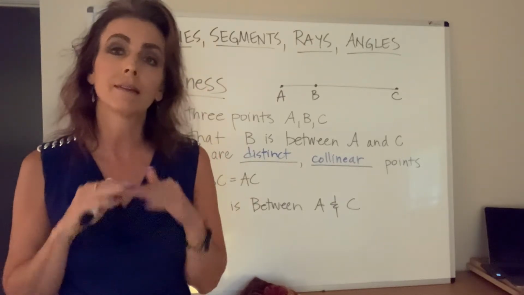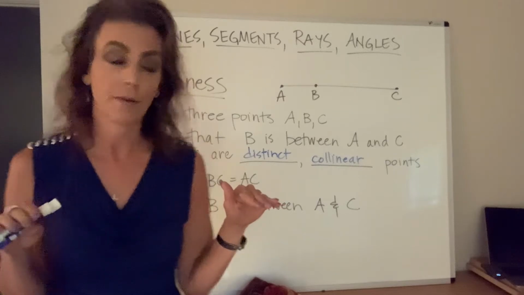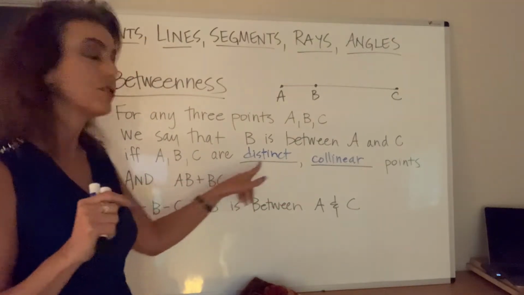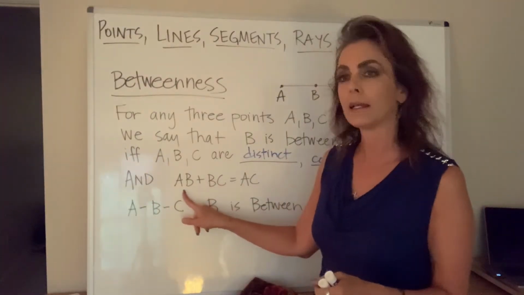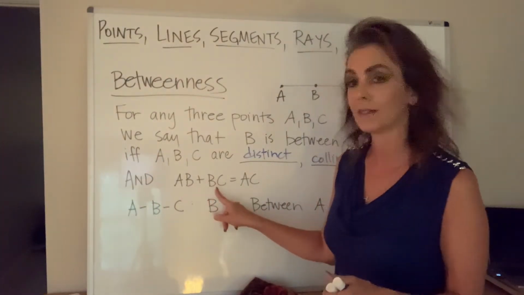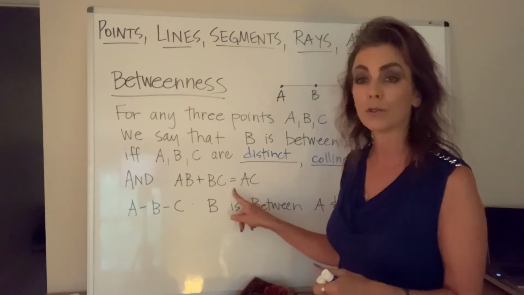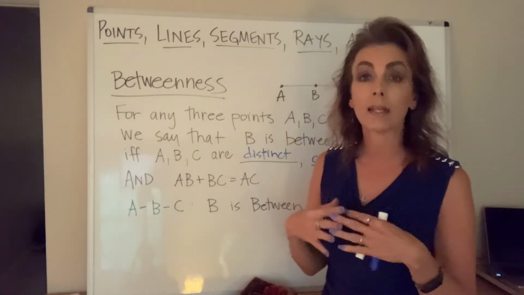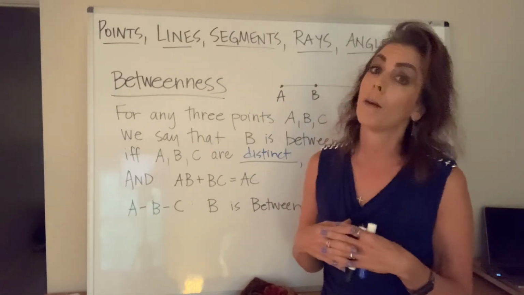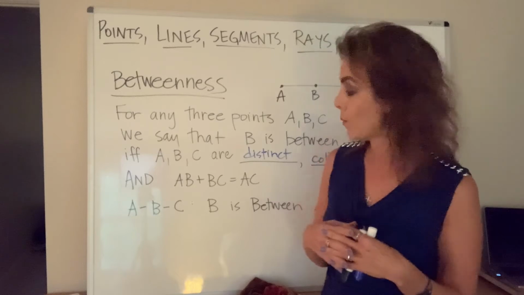And collinear means they lie on the same line. All right, so A, B, and C are distinct collinear points, and the distance between AB plus the distance between BC is equal to the distance between AC. Okay, that's the only way that we consider a point to be between two other points.